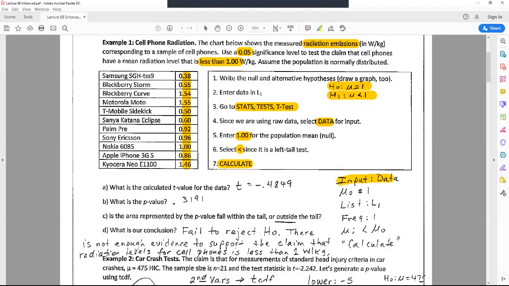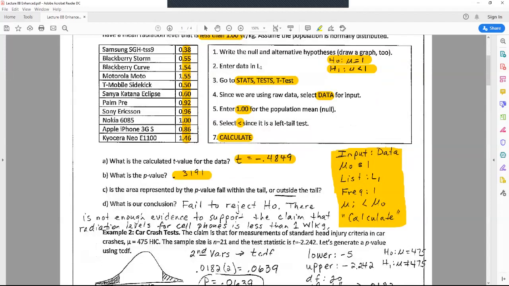If you look over here, I've given you a snapshot of what your calculator screen should look like. And after you hit calculate, you're going to get a list of items. And the two that we're going to focus on the most are the t-value and the p-value. So the t-value is negative 0.4849, and the p-value is 0.3191.